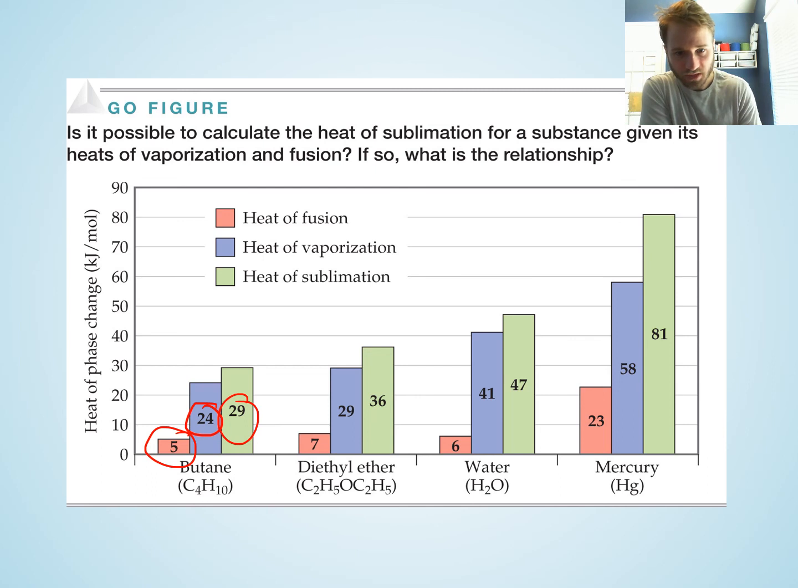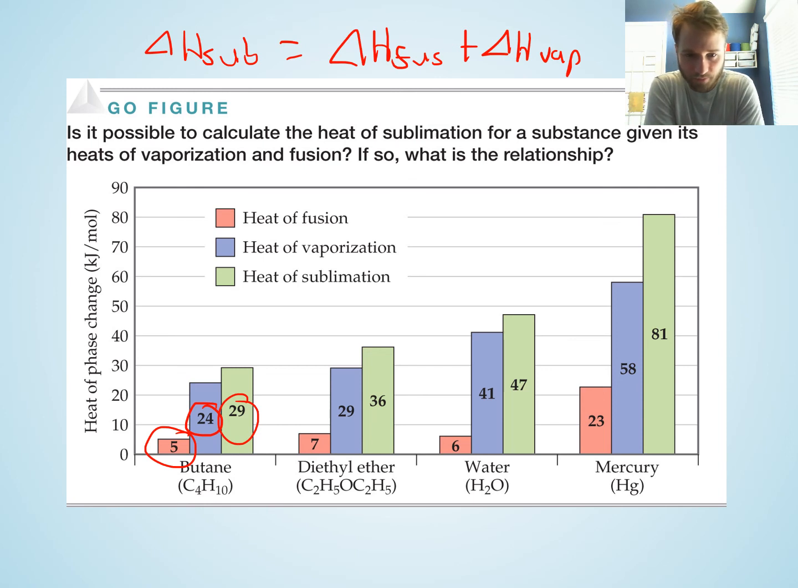And if you notice in each one of these, the enthalpy of sublimation is equal to the enthalpy of fusion plus the enthalpy change related with vaporization. In each one of these, you add the enthalpy of fusion and vaporization together, and you'll get the enthalpy change related with sublimation.